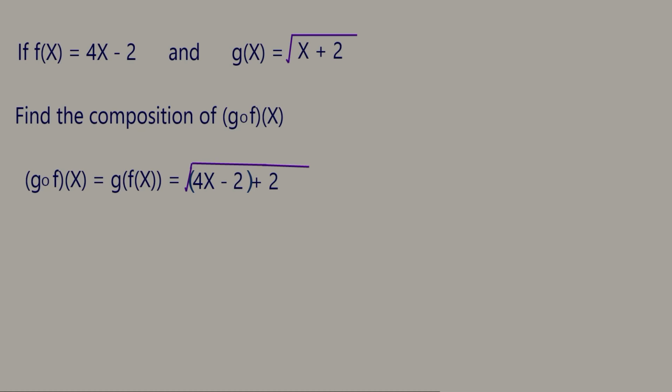Working out what's inside the square root, we do minus 2 plus 2 and that gives 0. We are only left with the square root of 4x, and that will be the final answer when we work out g of f of x.